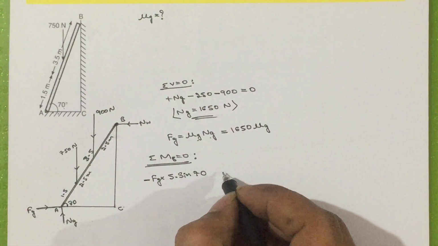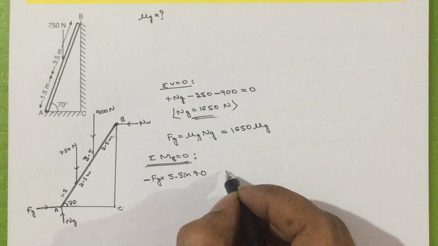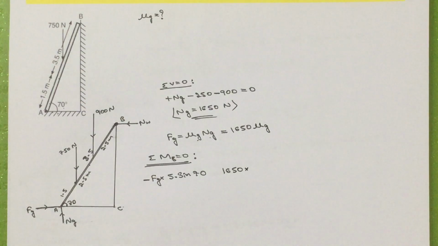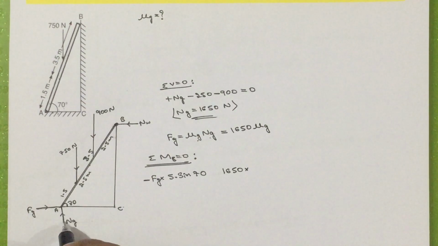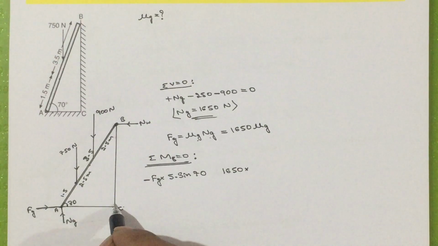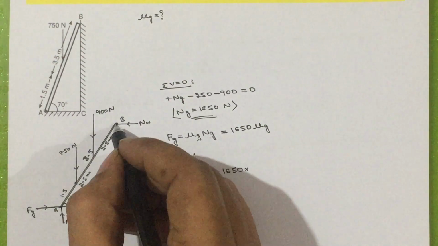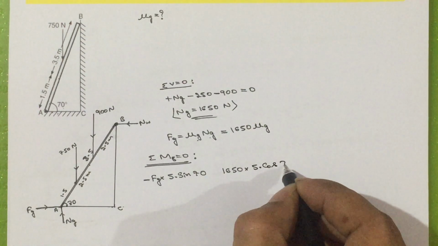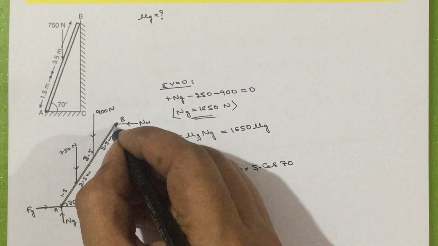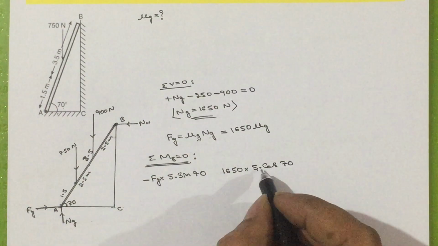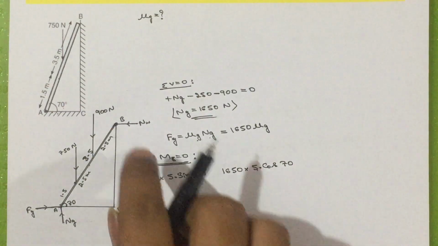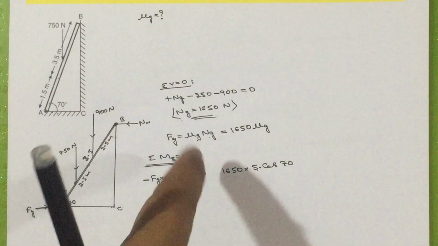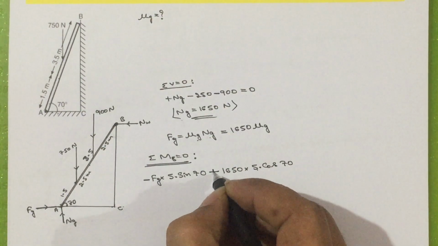Then take Ng, which we calculated as 1650. It is multiplied by the distance between Ng and the B point, which is the horizontal component L cos theta, that is 5 into cos 70. L is known, theta is known, so the horizontal component is 5 cos theta. With respect to the B point, this Ng rotates clockwise, so positive.